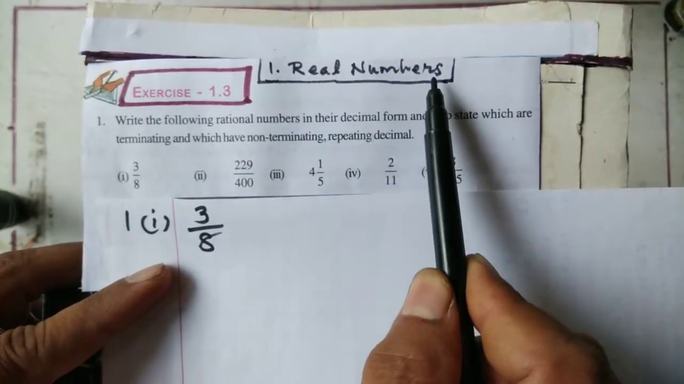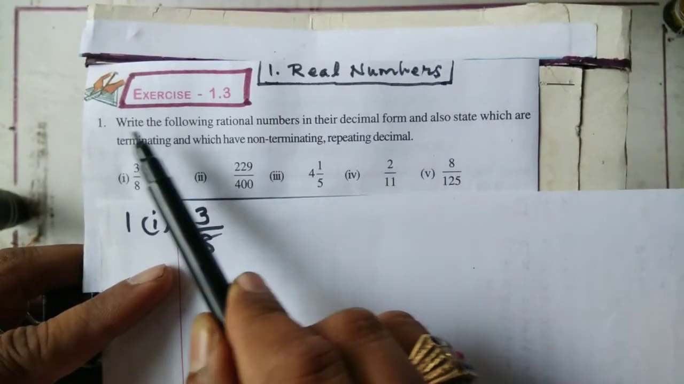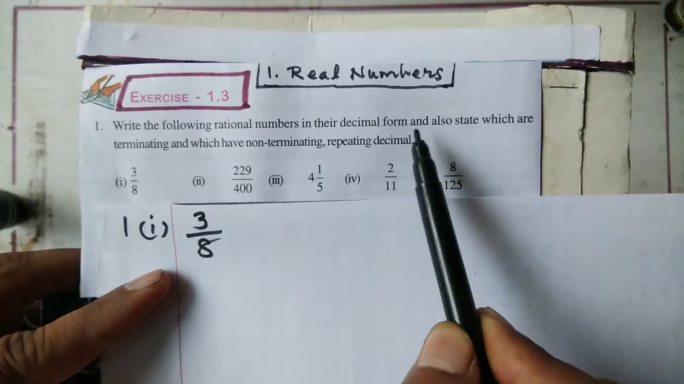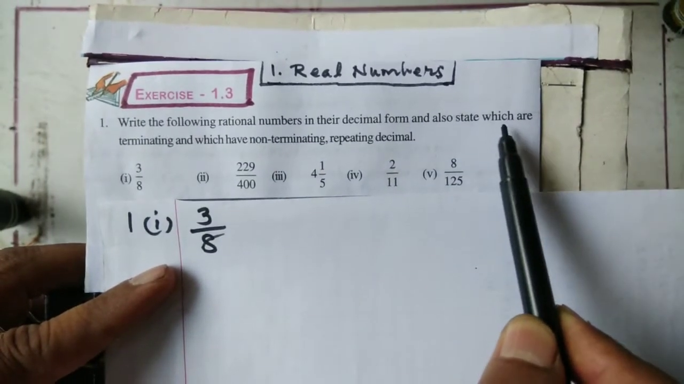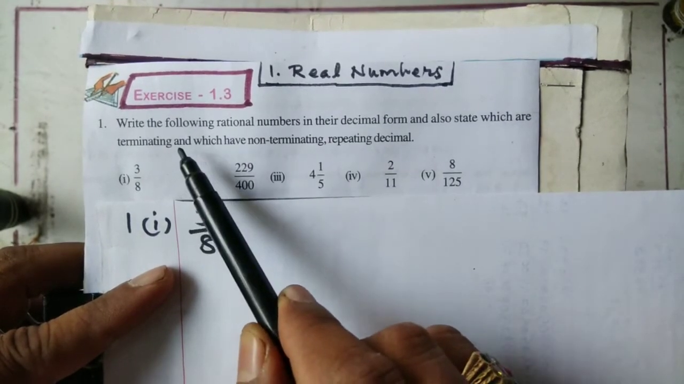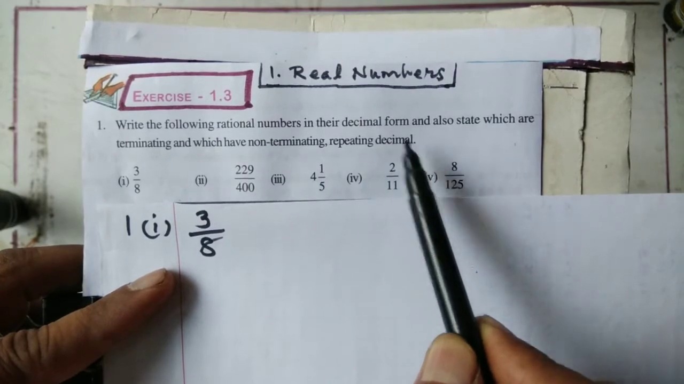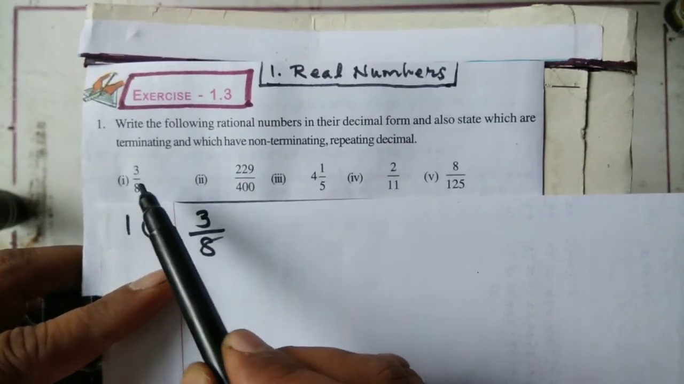Chapter 1 Real Numbers Exercise 1.3. First bit, write the following rational numbers in their decimal form and also state which are terminating and which are non-terminating repeating decimal. First problem, 3 by 8.